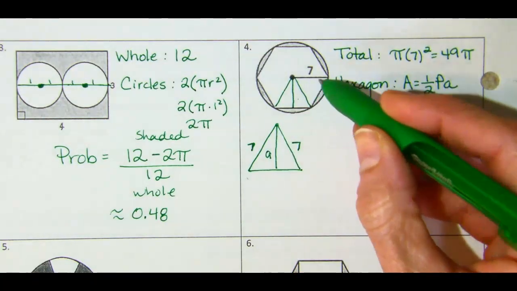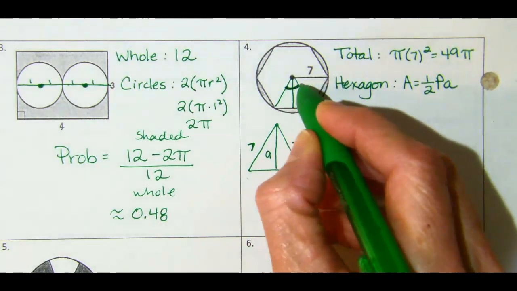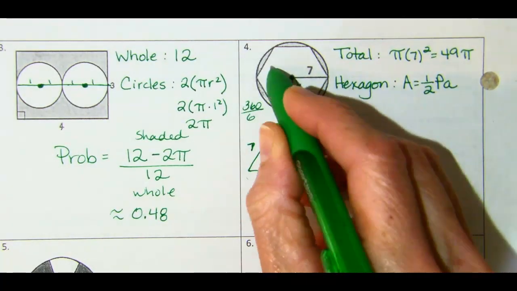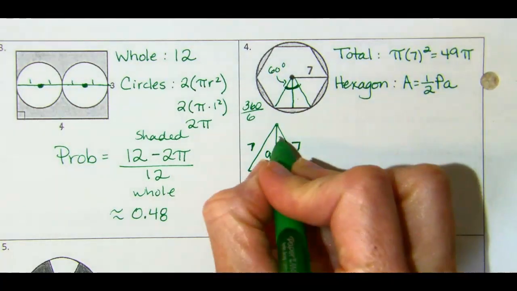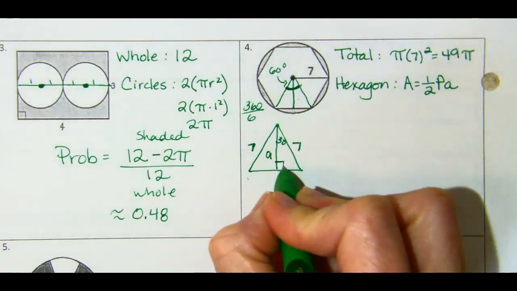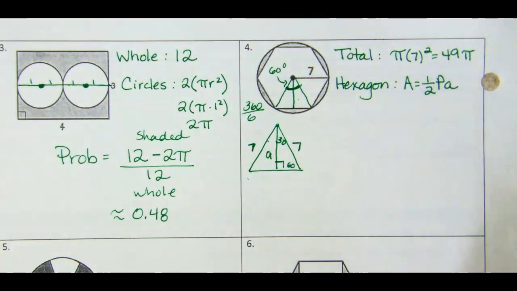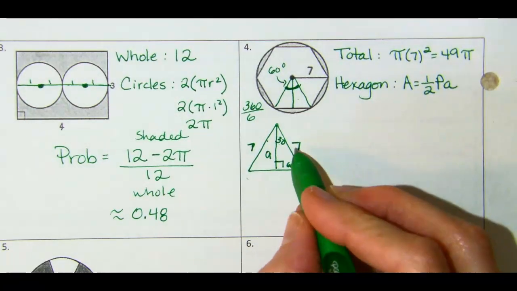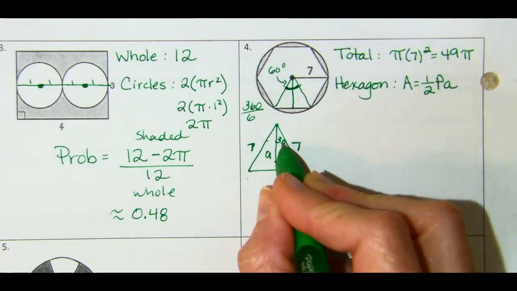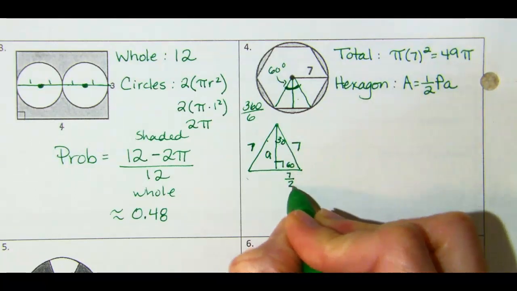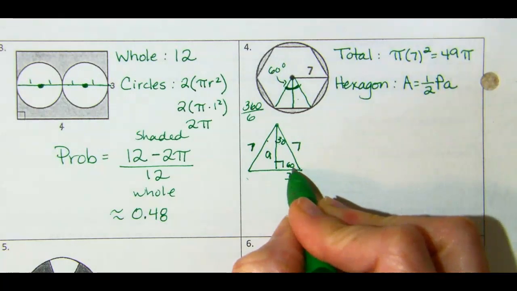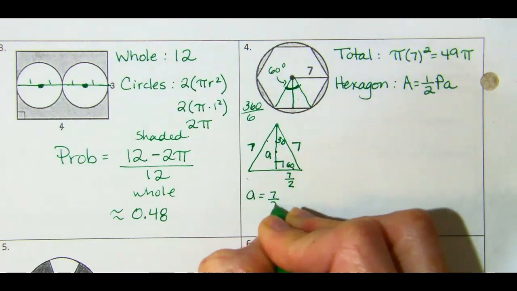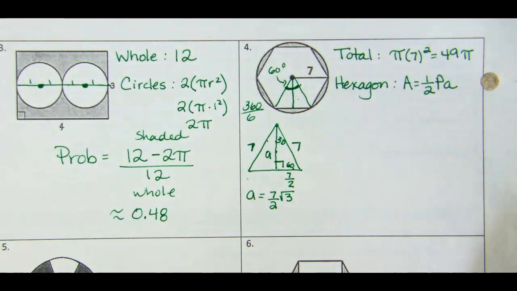And since it is a hexagon, if I do 360 divided by 6, this angle right here is 60 degrees. So this angle right here is going to be 30 because it's half of 60, and this angle right here is going to be 60. Now we have a 30, 60, 90 triangle. The hypotenuse is here. We always know opposite of the 30 is half of that hypotenuse. And we also know the one opposite of the 60, in this case the apothem, is 7 square root 2 times square root 3.